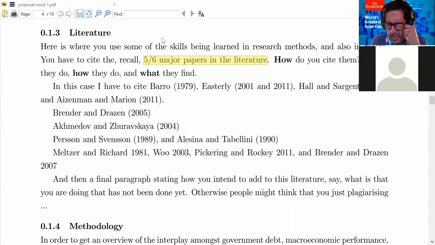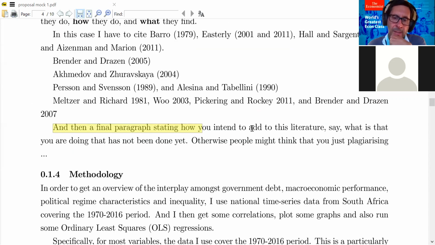And you are also showing me that you know what to get from a paper, which is essentially the research question of this paper, the data and method, and the results. Okay, and then you write a final paragraph where you insert your proposal, your prospective paper, into this literature. And then a final paragraph stating how you intend to add, and this is key really, how you intend to add to this literature.